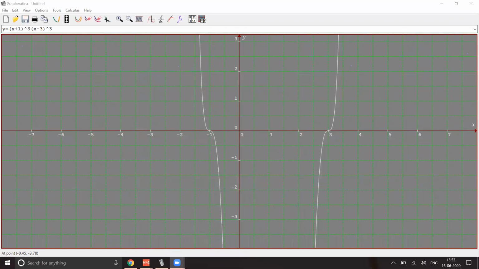Minus 3. See, r minus 3 is the domain for f dash of x, but what is that we want? We want to check it in the domain of f of x. You're able to understand? I wanted to check in the domain of f of x.